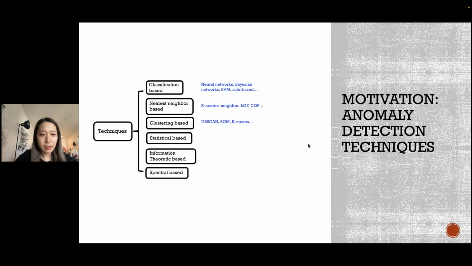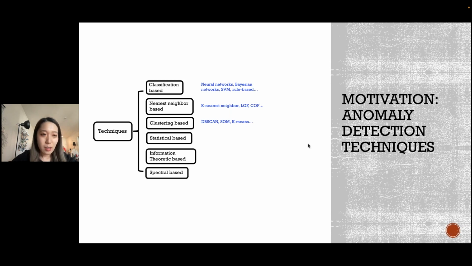The third one is called clustering-based. It assumes that normal data instances will be very close to each other, or lie very close to their closest cluster centroid. But anomalies probably do not belong to any cluster, or stay very far away from their closest cluster centroid. Examples are heavily used techniques such as DBSCAN, self-organizing maps, or k-means.